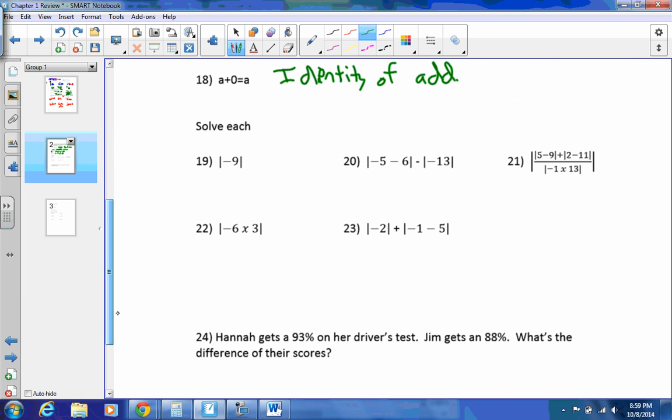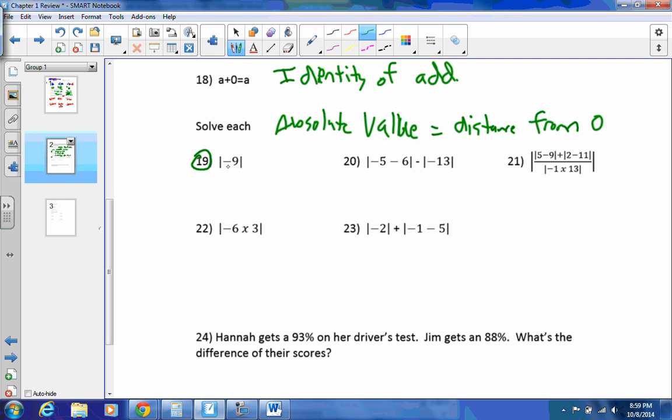All right, new section. Absolute value. What does absolute value mean? Absolute value, if you remember back, equals the distance from 0. And you should know that distance from 0 is always going to be a positive value. So if we look at number 19, the distance that -9 is away from 0 on the number line is just 9 spots. So your answer is 9.